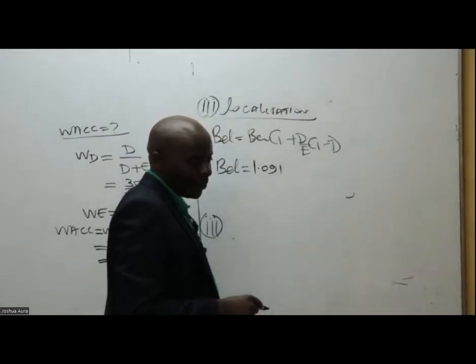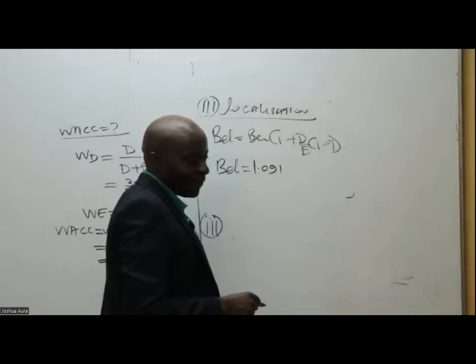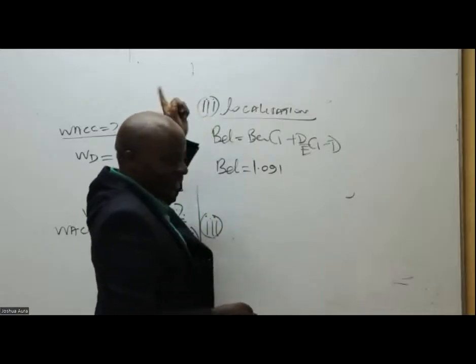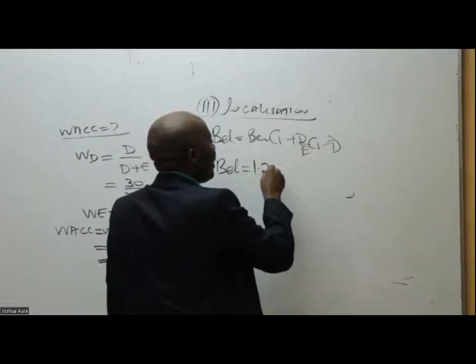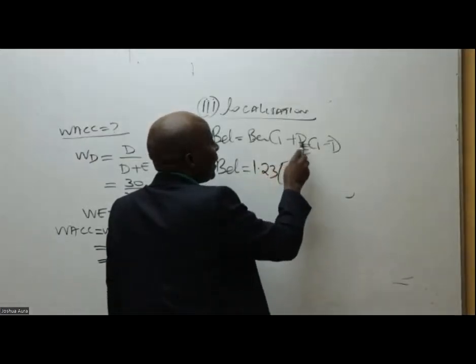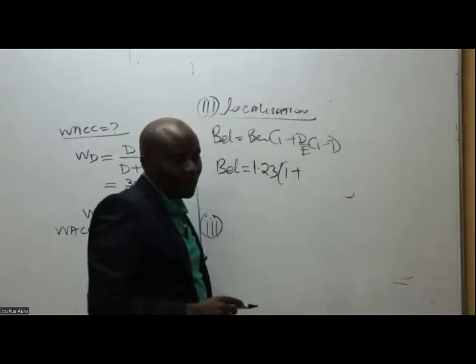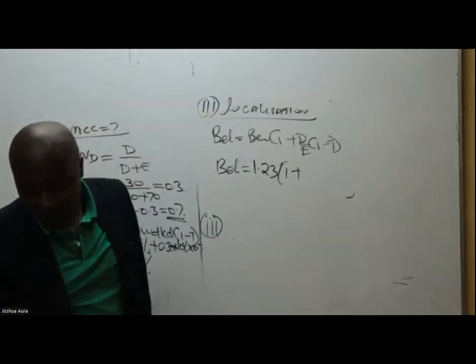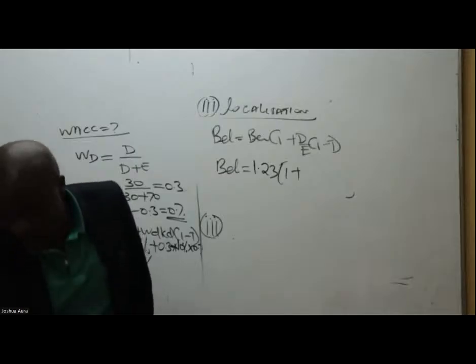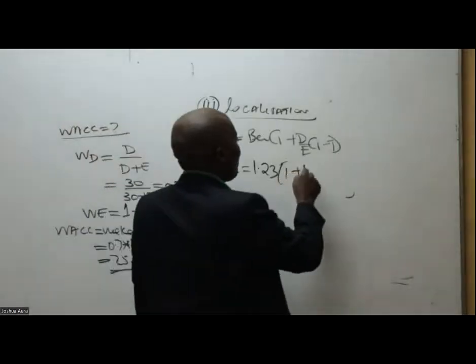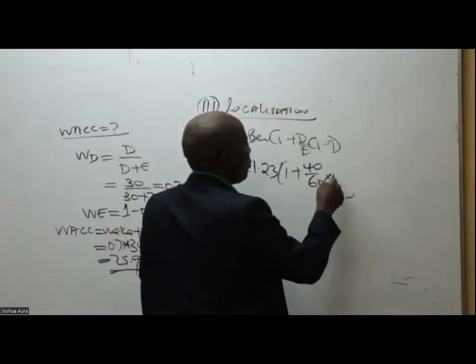What is our bill? Somebody? The one that we got up there was 1.23 into 1 plus debt over equity. They have given us the debt percentage. These guys have given us the debt percentage as 40, 60. So plus 40 over 60 times 0.7.